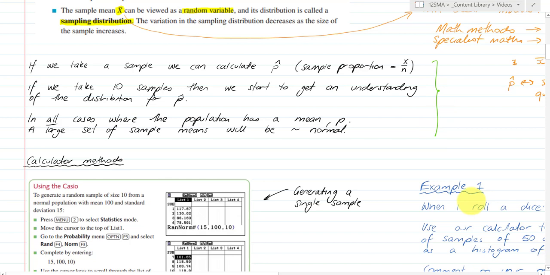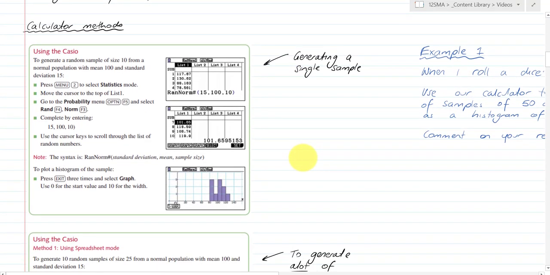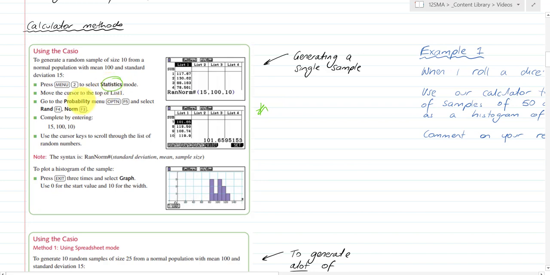Now, 15C, and it's going to be important that you see this, is about generating samples from your calculator. And I'm going to show you a couple of other sources for generating samples as well. But I'll show you a calculator example now. This stuff is in the textbook. So we've got, again, this idea here, generating using statistics, probability, random normal, random binomial is rand bin, or just a random integer, rand int.